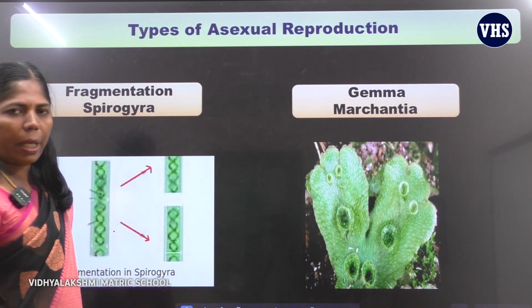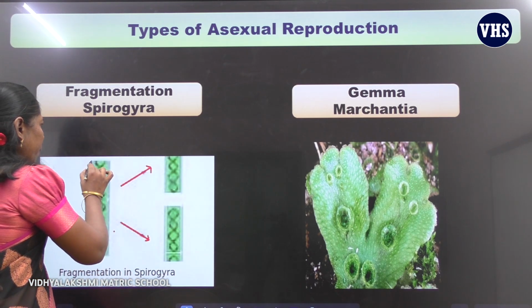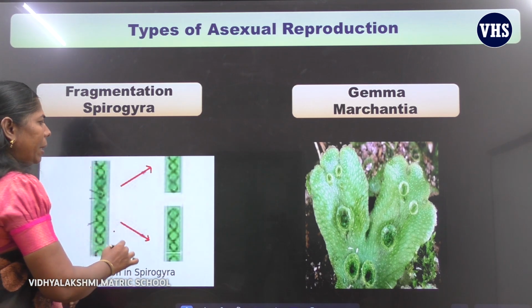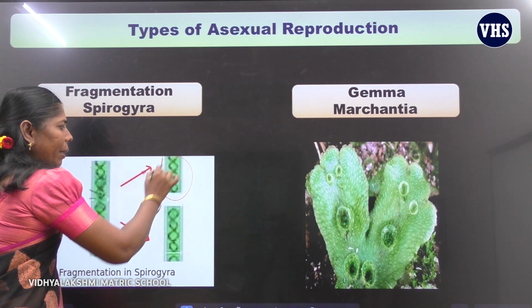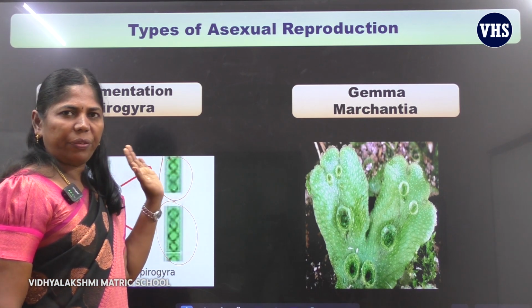And the next one is fragmentation in Spirogyra. So this is a Spirogyra. In the Spirogyra a filament is present. We can cut this filament into two pieces, and both of them lead their own life.